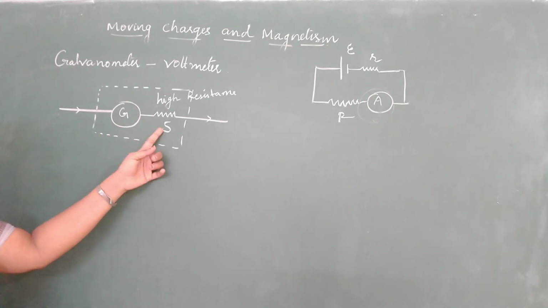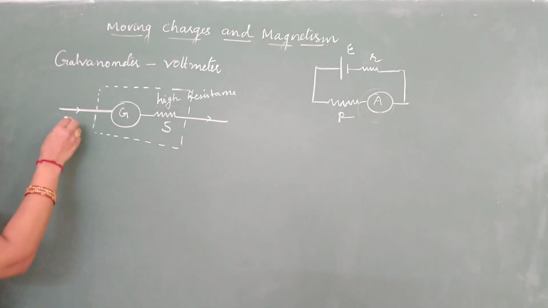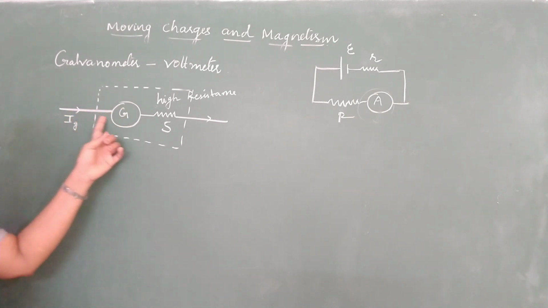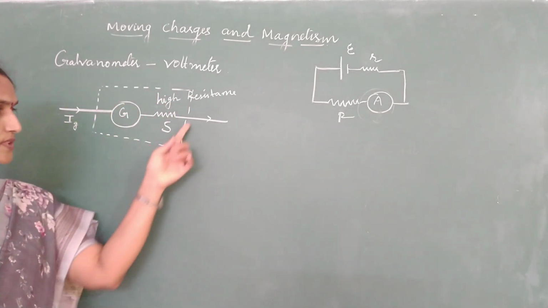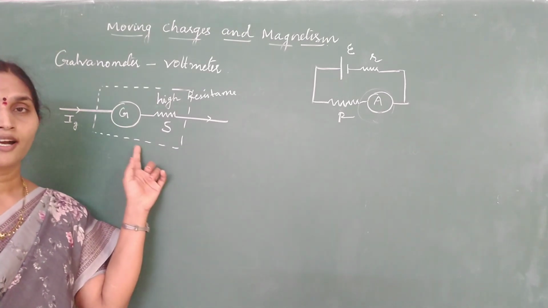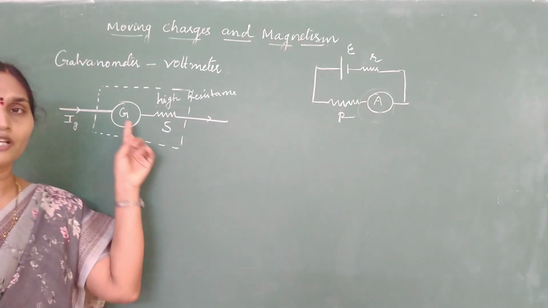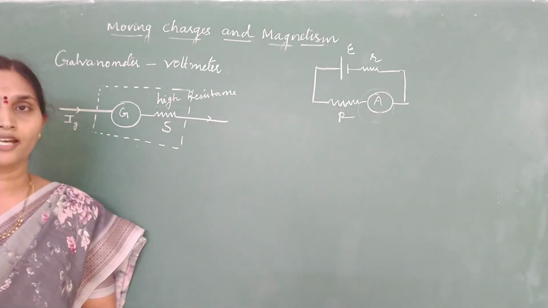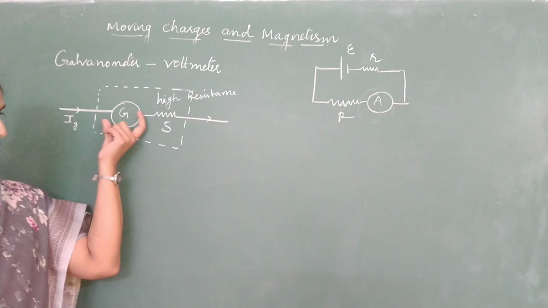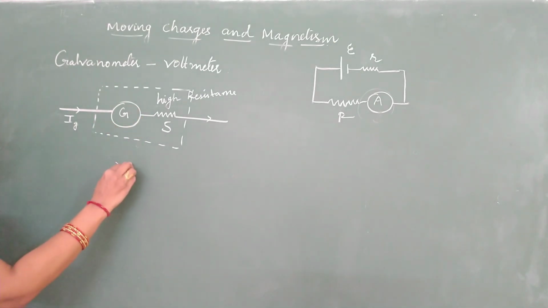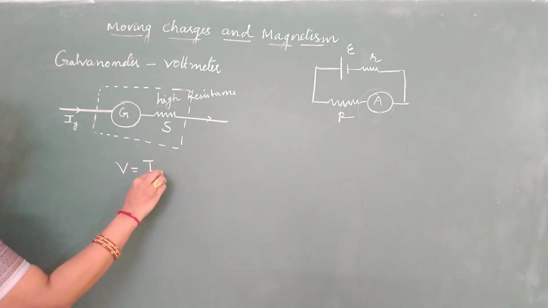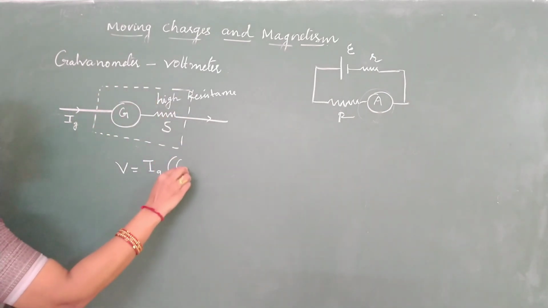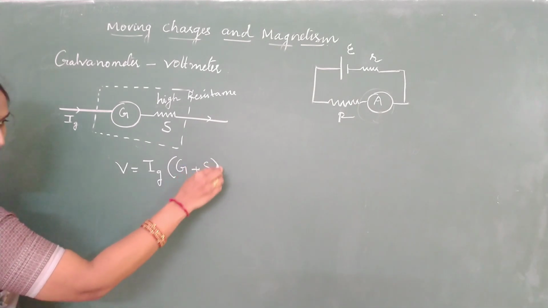Now when you add a high resistance in series, the current passing through it will obviously be very less, because the total resistance of this circuit has become very high. High resistance will draw very low currents, and that low current is sufficient for producing a deflection in the galvanometer. Then how do we calibrate it? We know voltage is current into resistance. Current is Ig. Total resistance of this device is G plus R.